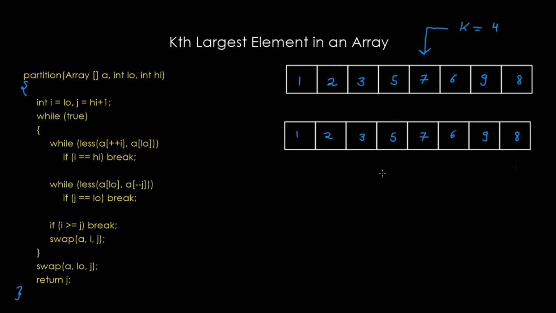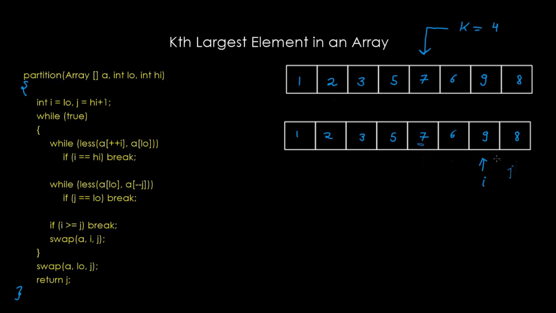Now as 3 is smaller than the required index, we increase the value of low by 1 and high remains the same, and this time we will apply the partition algorithm to this part of the array. Now this is pivot, i is here and j is here. This element is smaller than our pivot, therefore i moves forward, and this element is bigger than our pivot, therefore we come out of this loop, and then j starts decreasing until it finds an integer which is smaller than the pivot element.